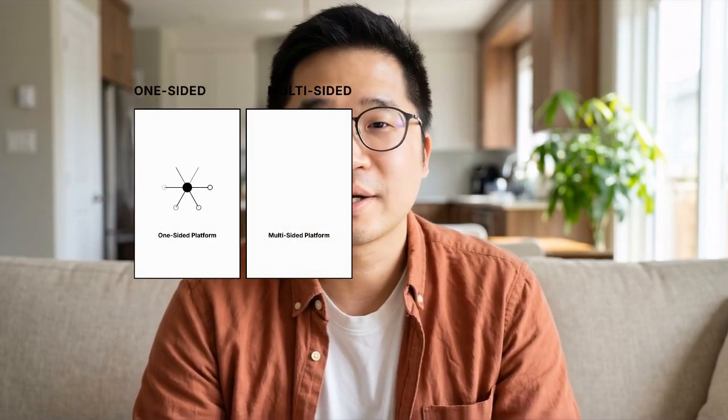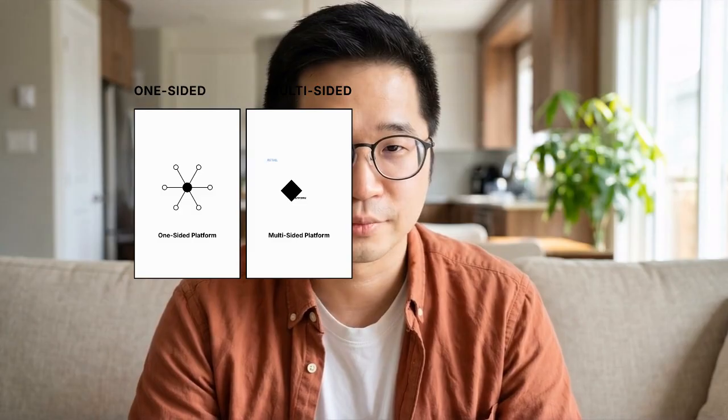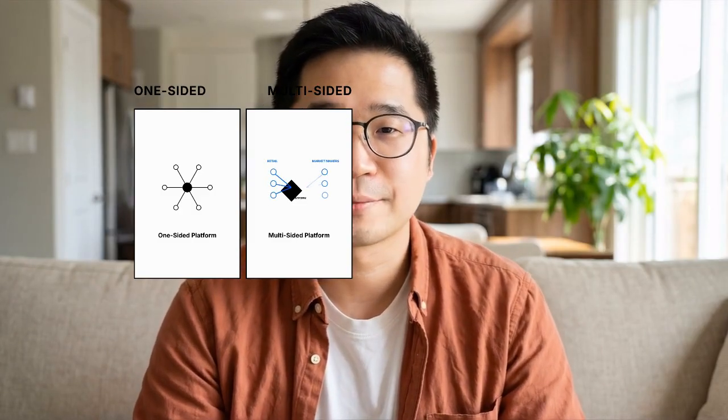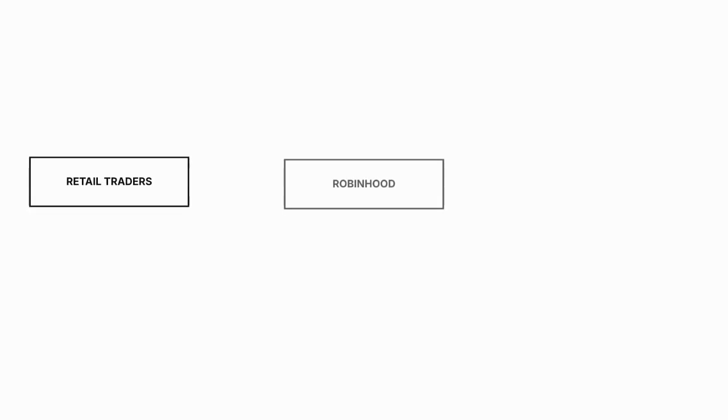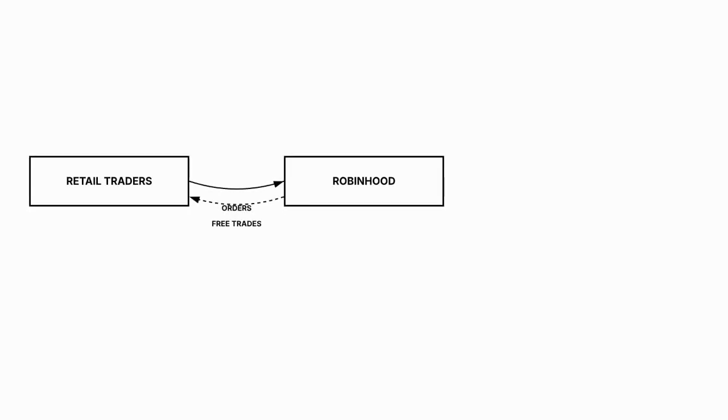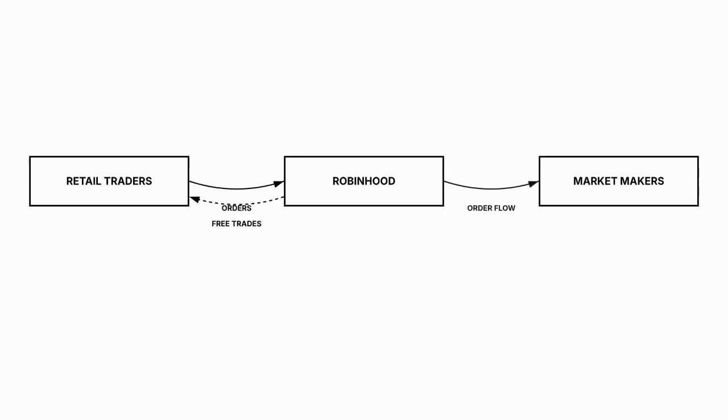Third lens, business models. The big divide is one-sided versus multi-sided platforms. This is where the real value capture happens in the modern digital economy. Robinhood is the textbook case. Zero commission for retail traders on one side, payment for order flow from market makers on the other. The product is free, but the revenue is higher than ever.